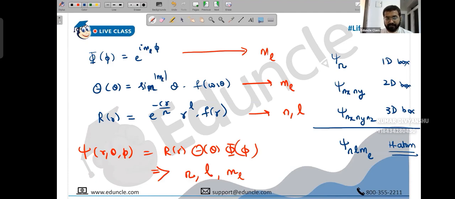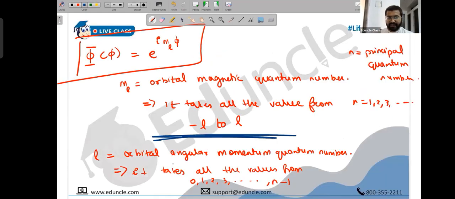Are you with me here, people? Yes, sir. And remember how to calculate l and how to calculate m. We'll be taking more examples, but you have noted that here already. Now, ml takes all the values from minus l to l, and l takes all the values from 0 to n minus 1. This is very important.